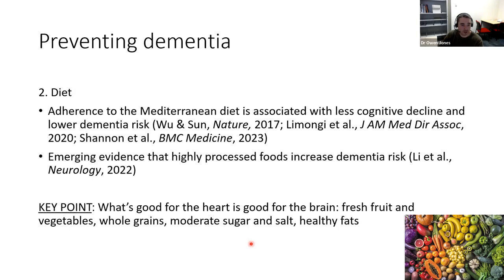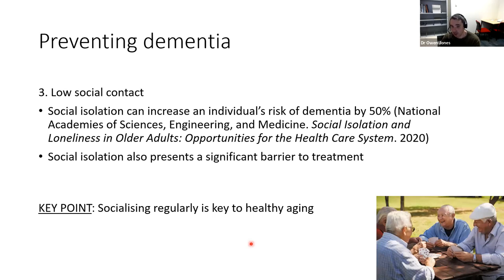And the third biggest one is low social contact. So social isolation is associated with a whole raft of negative outcomes, and dementia happens to be one of them. What's great, though, is that if you happen to be somebody who partakes of regular socialization, you can actually mitigate these effects quite significantly. So if you were someone who, for whatever reason, was prone to being socially isolated, this can actually increase your risk of dementia by a huge amount, by 50%.